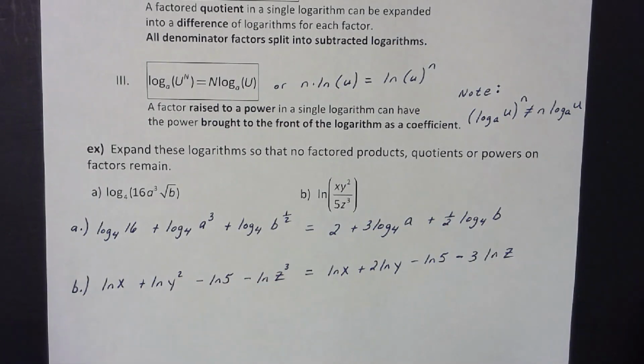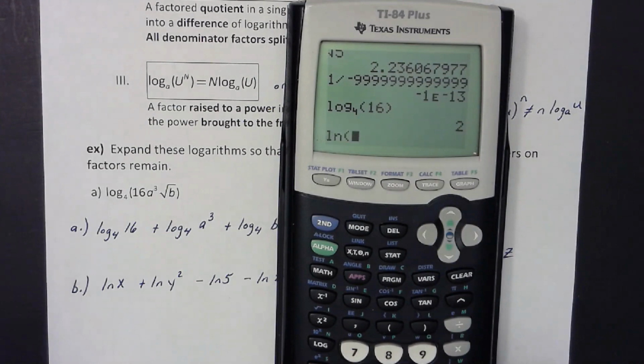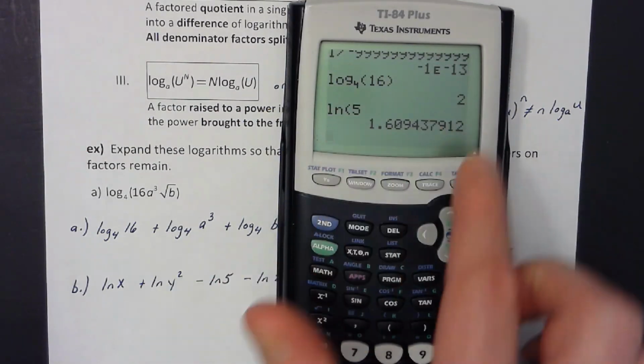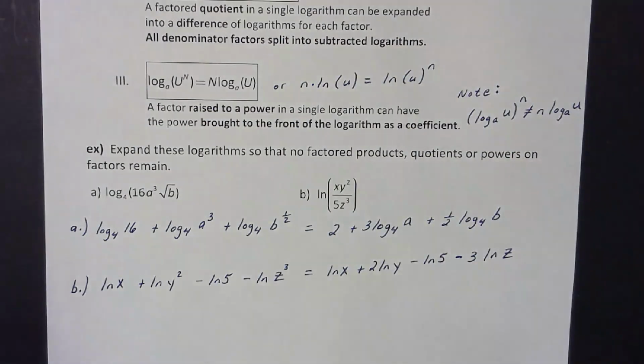Now, keep in mind, the reason I didn't do anything for that natural log of 5, it's like I said, it's an irrational number. Anytime you have an answer like that to a logarithm, it's better just to leave it in the exact form. Okay, next.